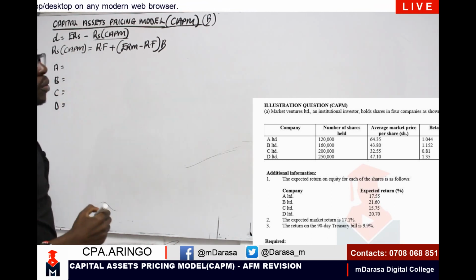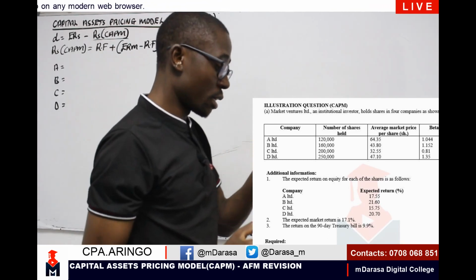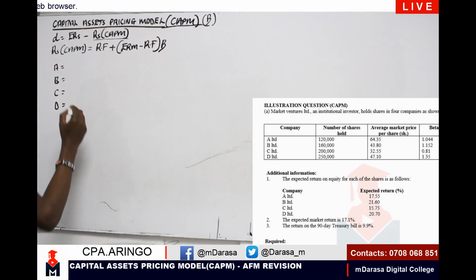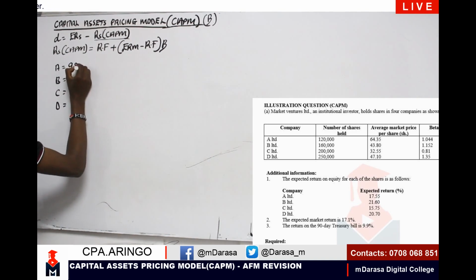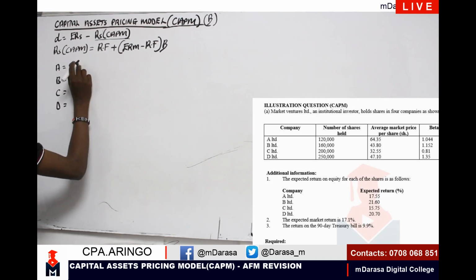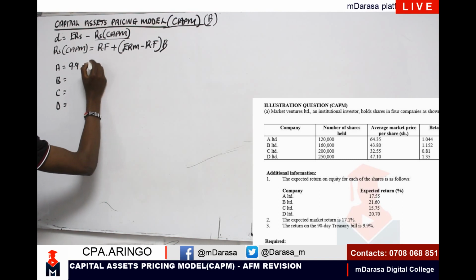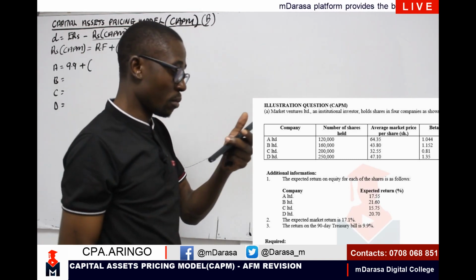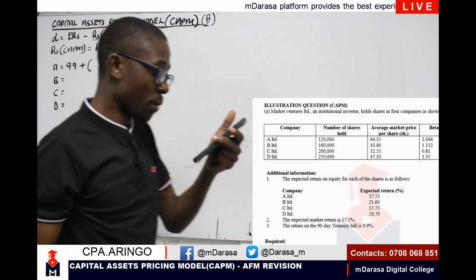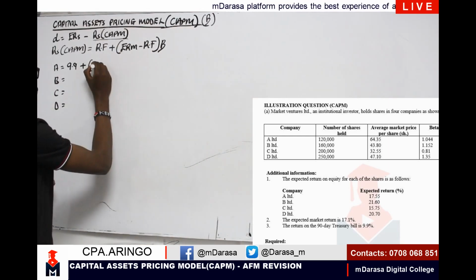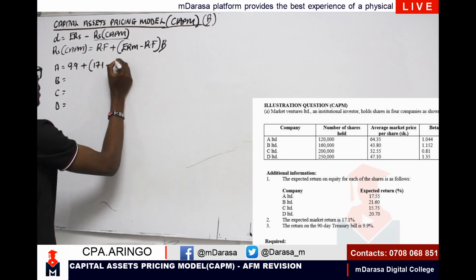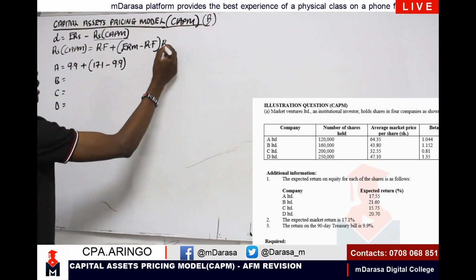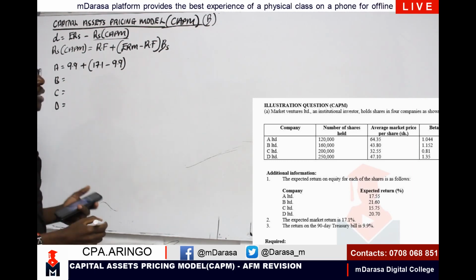Risk-free, which you are told in note number 3, the return on the 90-day treasury bill is 9.9%. So my risk-free basically is 9.9. We need to add expected return of the market, which was given in note 2. The expected market return is 17.1 minus our risk-free, which is 9.9. We need to multiply by the beta of our investment or security here.